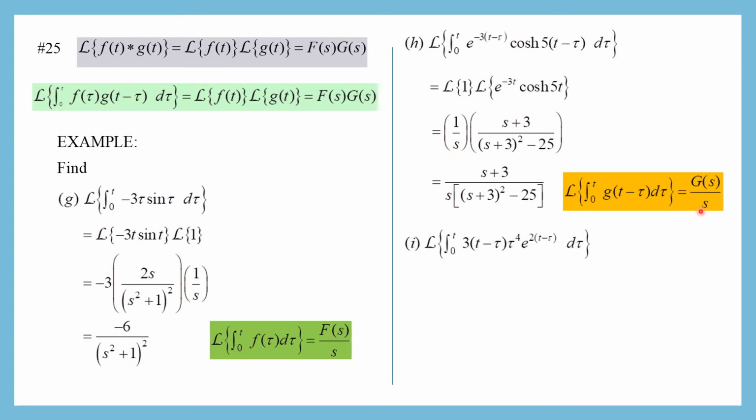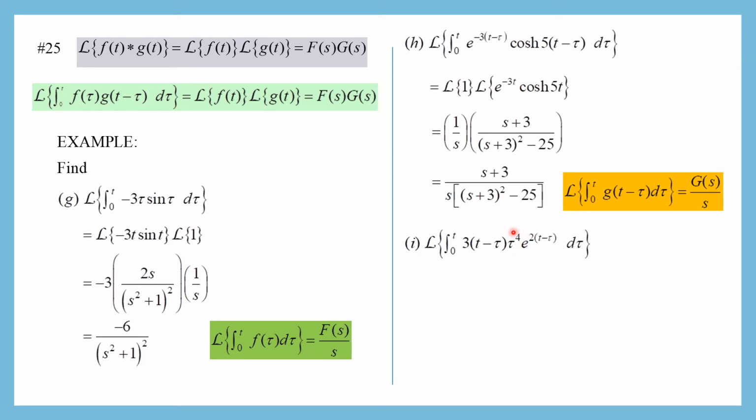Next problem, what is the Laplace transform of the integral from 0 to t, 3 of t minus tau, tau to the power of 4, e to the 2 times t minus tau, d tau. Okay, now this time notice that the integrand is arranged in such a way that the function in terms of t minus tau and the function in terms of tau are quite mixed up here. Okay, so we can rearrange.